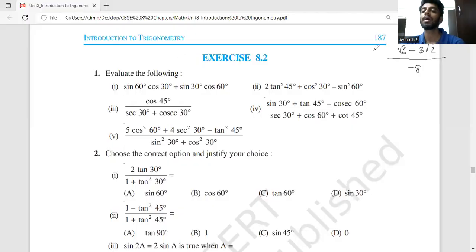Let us resume. I have written the last step again, which is (root 6 minus 3 root 2) by -8. This is what we were sitting with lastly. Now, what happens after this is, basically, the denominator has been rationalized. The irrational part, the root part, has been removed.